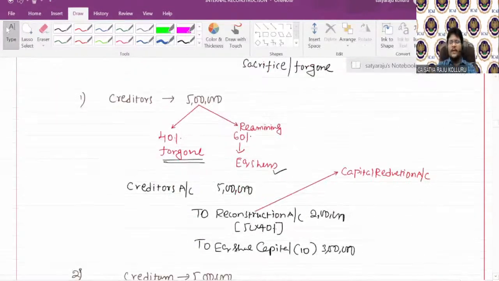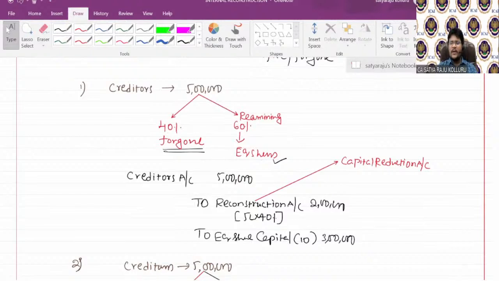Sir, we've seen multiple situations in case of compromise or arrangement. One of the examples I gave: out of the existing creditors, some portion is foregone, and for the remaining portion, maybe we are paying cash, maybe we are issuing equity shares, maybe we are issuing preference shares, whatever the case may be. The portion which is foregone by such creditors, you can transfer to reconstruction account. And for the portion which you are discharging, you can issue either equity shares or preference share capital, or maybe you can credit with the debentures as well. That is the entry: creditors account Dr to reconstruction, to equity share capital or cash or preference share capital, whatever the case may be.